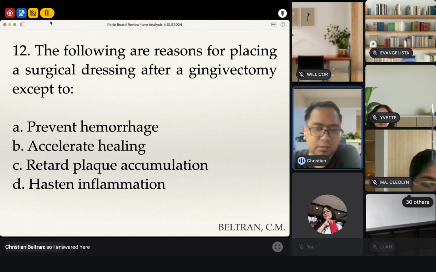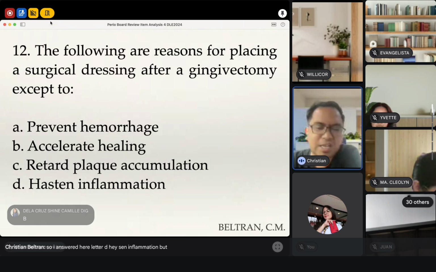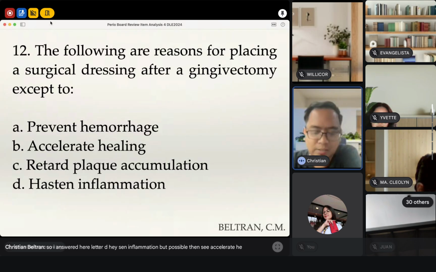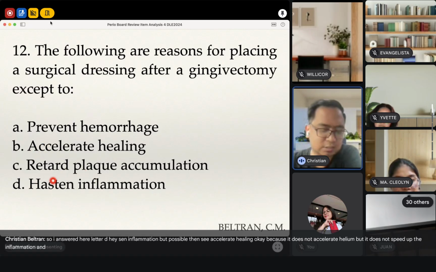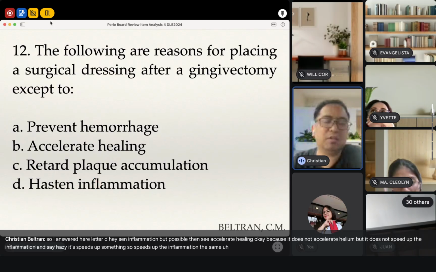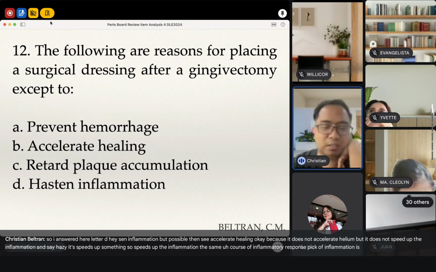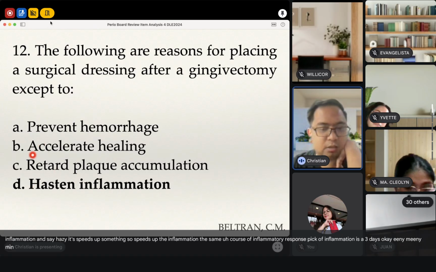So I answered here letter D, hasten inflammation, but possible din si accelerate healing. Okay? Because it does not accelerate healing. But it does not speed up the inflammation. When you say hasten, it speeds up something. So it speeds up the inflammation. The same course of inflammatory response. Peak of inflammation is at 3 days. Okay?